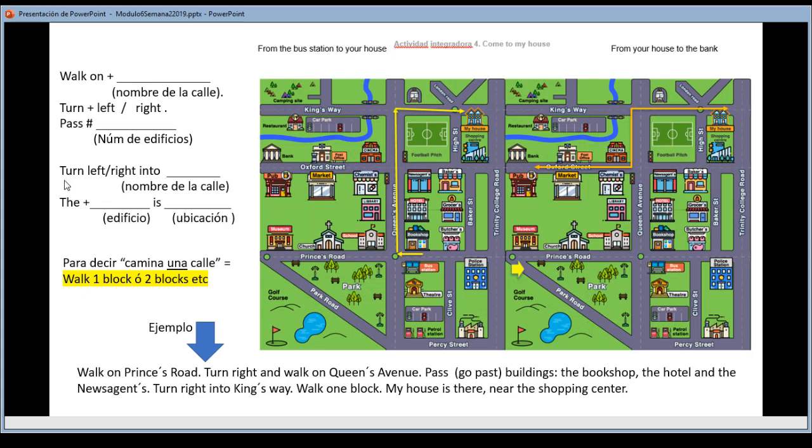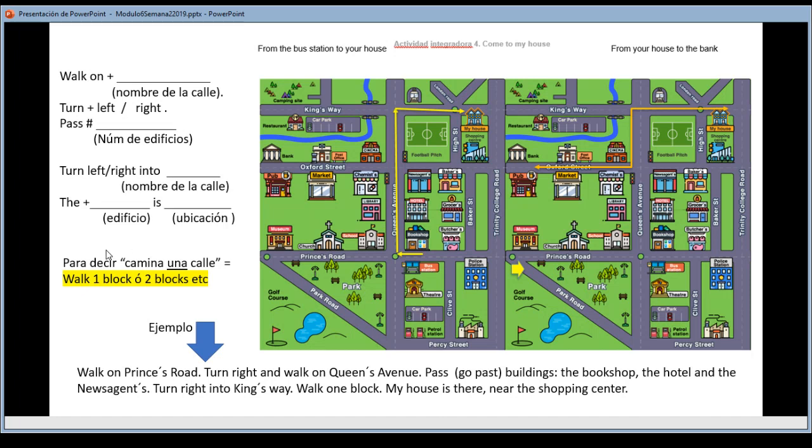Then we can say another example. Turn left into, and then the name of the street. And then we mention the name of the building. For example, the museum is, and then we say the location. The museum is next to the church.